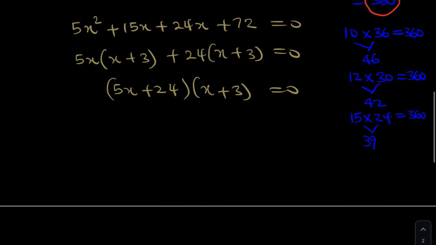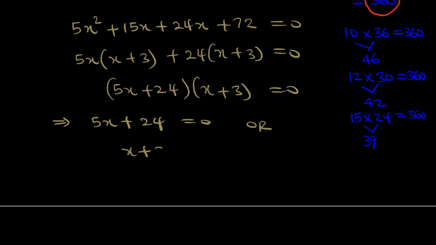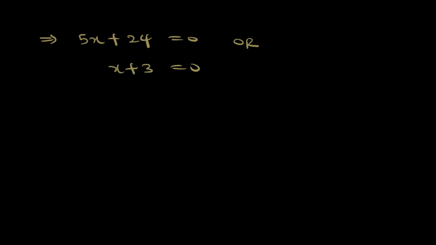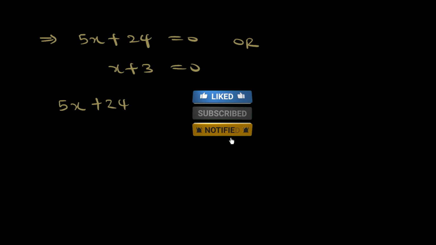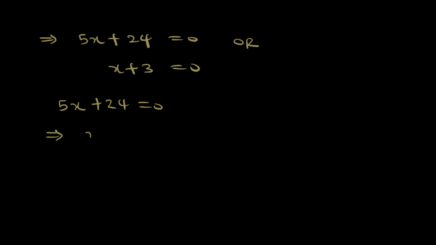From here, most people already know what to do. So we say either 5x plus 24 is equal to 0, or x plus 3 is equal to 0. From the first one, 5x plus 24 is equal to 0. This implies that x is equal to negative 24 over 5. And for the second one, x plus 3 is equal to 0, which means x is equal to negative 3.